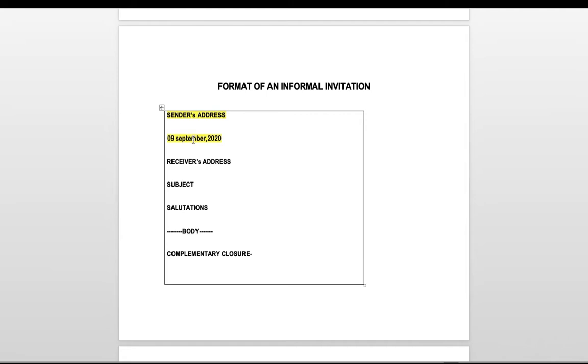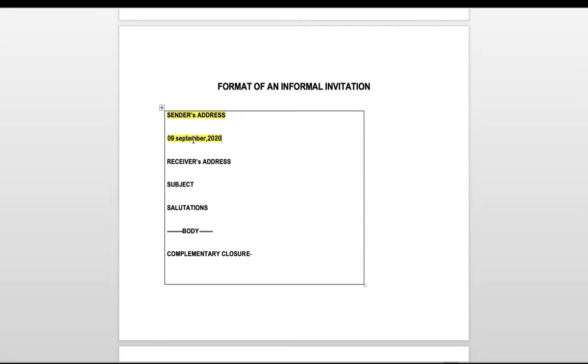So then when you write your sender's address, when you write your own address, you leave a line, then you write the date in expanded form, then also you leave a line and write the receiver's address. You would write the address of the person you're writing the letter to. Then, after leaving one line, you would write the subject of the invitation.